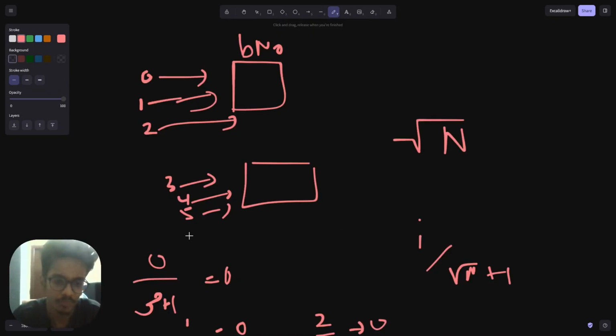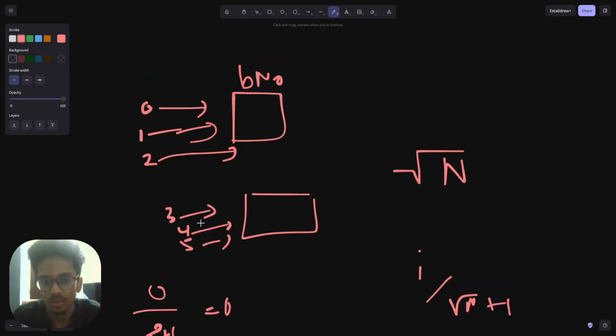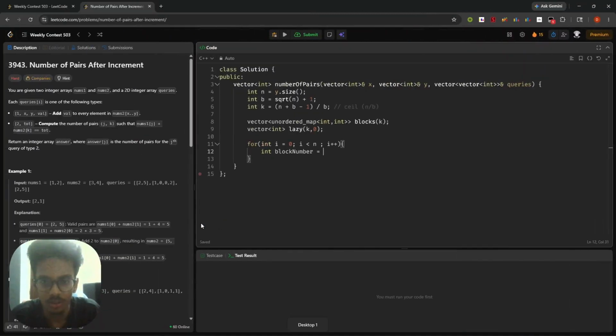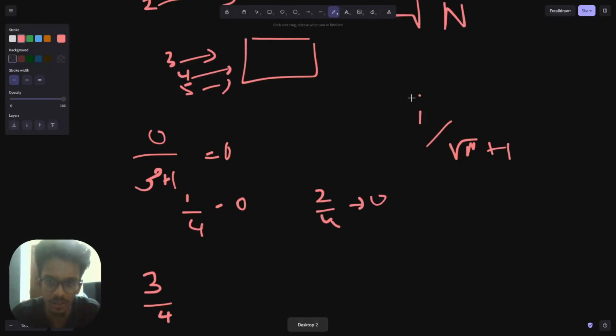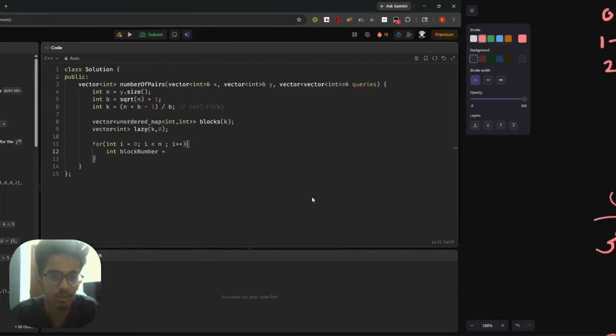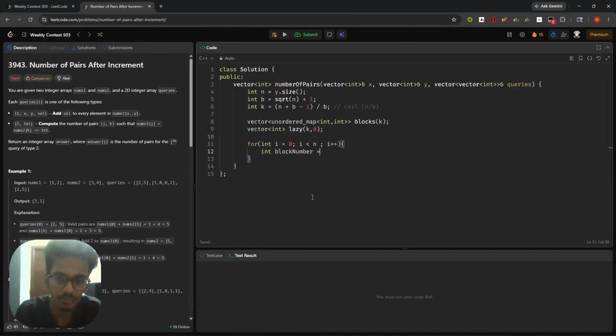Wait a minute. Okay. Anyways, it's floor division, right? By default it becomes floor division, so this won't matter. So this is the thing: I divided by root n plus 1, and root n plus 1 we are already storing here. So this thing would become the size of each block.